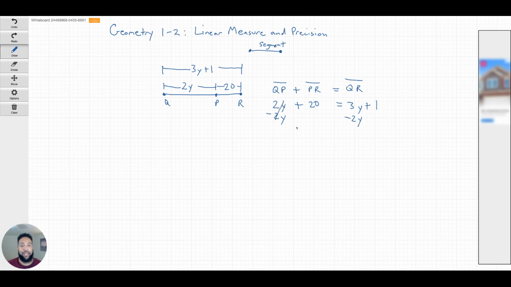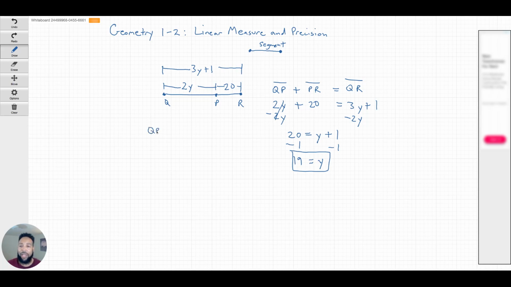Once we do that, the 2y goes away. On the left side, we have 20 equals, and then 3y minus 2y is just 1y, or y, plus 1. And now if I want to solve for y, I just minus 1 on both sides. 20 minus 1 is 19. 1 minus 1 is 0, so we're left with y. So y equals 19.